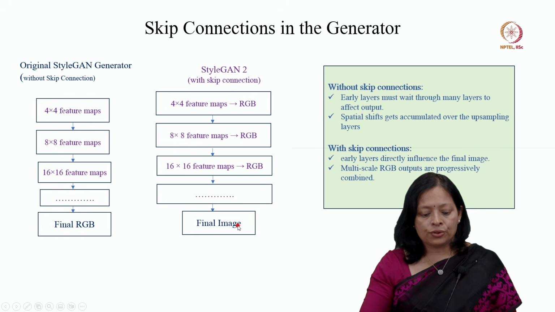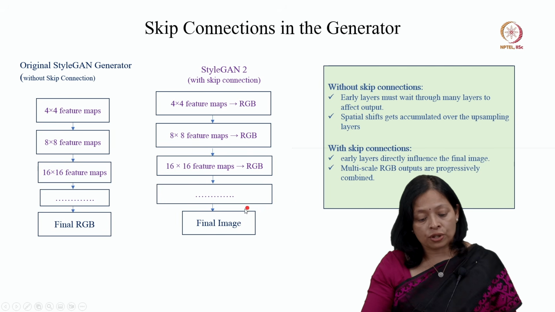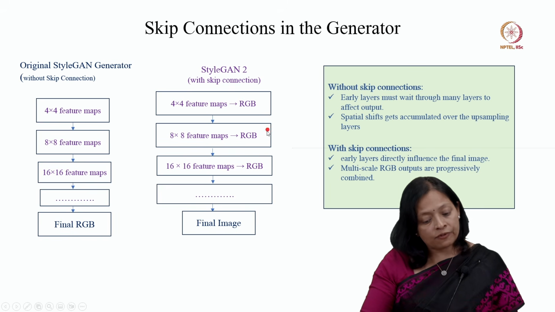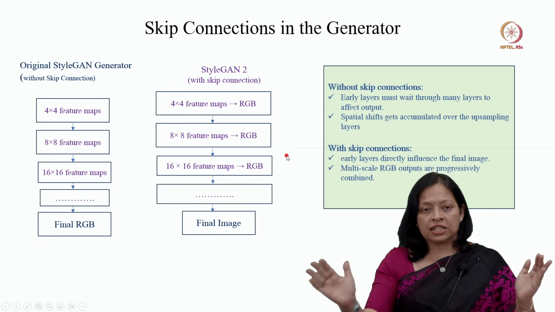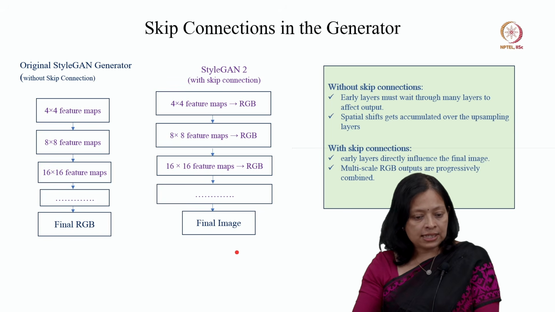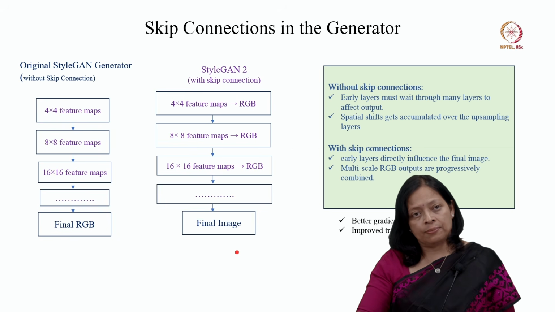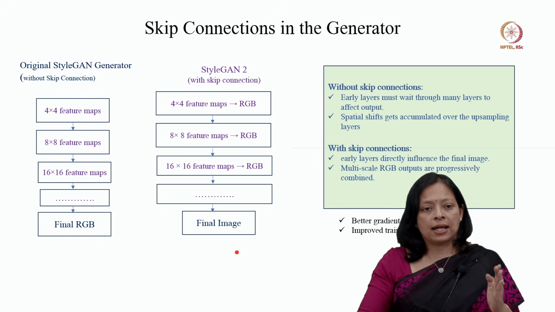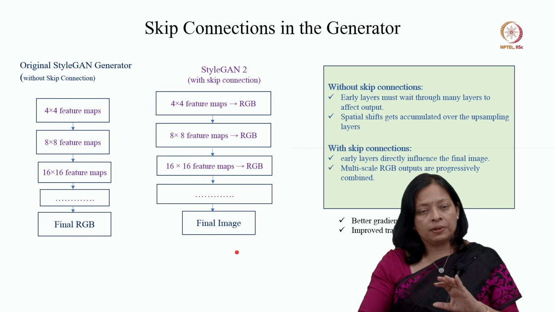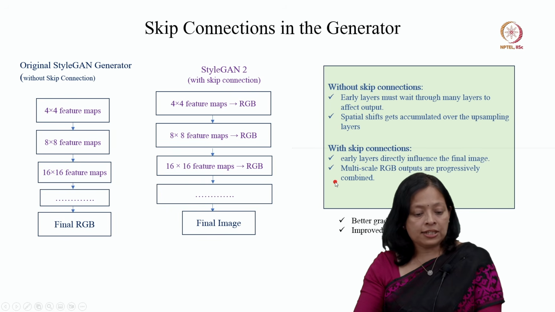So a portion directly goes to the RGB, and multi-scale RGB outputs are progressively combined. This is very important, because from every scale, 4x4, 8x8, 16x16, we are getting RGB outputs which are combined together to give you the final image. So that is the concept of skip connections in the generator, and this helps in better gradient flow and improved training stability. So overall the phase artifact, or the spatial shifts, can be reduced, or we can get rid of them using skip connections in the generator.